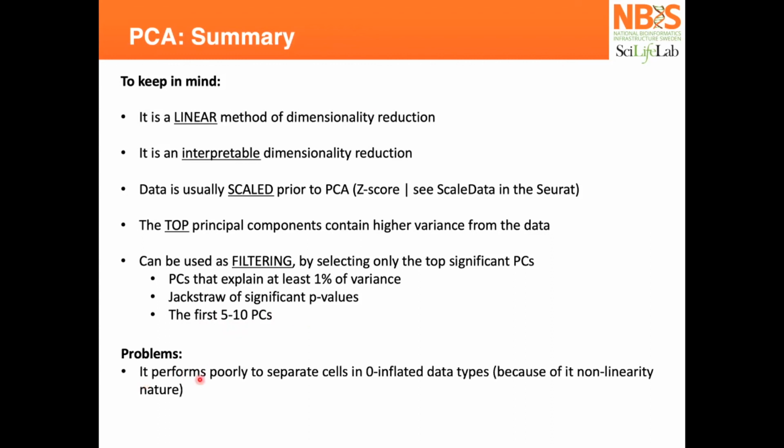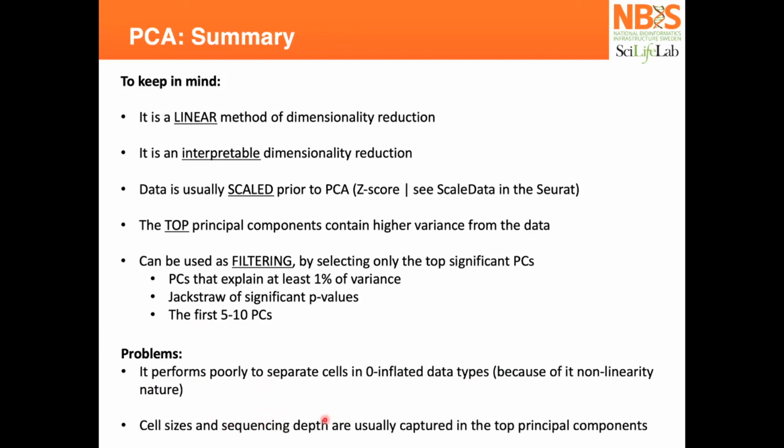But the problem is that it performs poorly on zero inflated data because PCA is linear and single cell data is quite big and zero inflated. And in that case, that's why PCA is not very useful to separate or visualize your data in that space. And the cell size and sequencing depth are usually captured in the top principal component. So you need to pay attention to that as well. Not that you need to regress that out, you need to include that information as well. But just so you know that these are commonly seen in single cell.